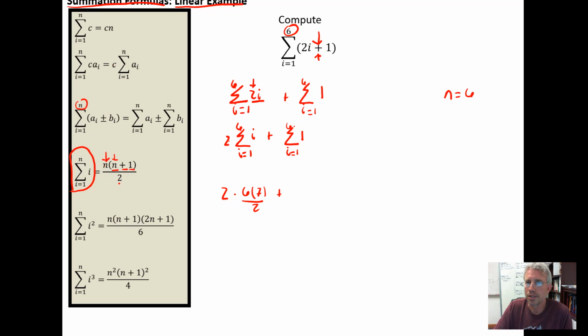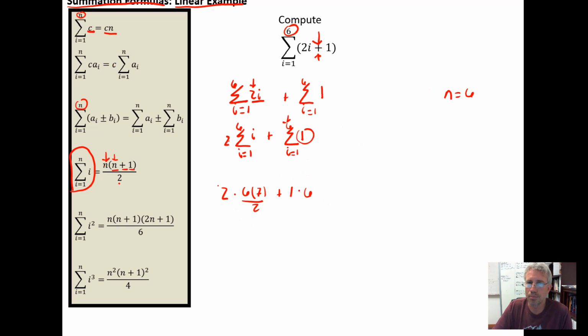Plus, here I want to notice I have the sum from i equals 1 to 6 of a constant. Summation formula number 1 says if I have a constant inside by itself with no index variable term, then I'm just going to get the constant times the upper bound of summation, so c times n. In this case, my c is equal to 1. So I'm going to get 1 times n, but n is equal to 6.